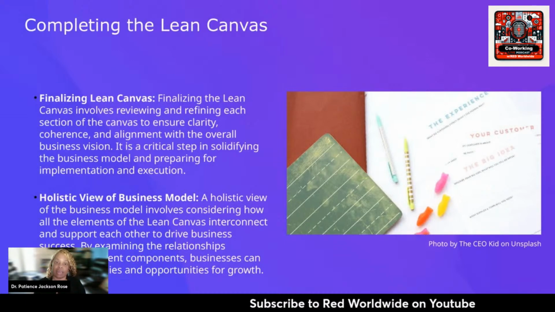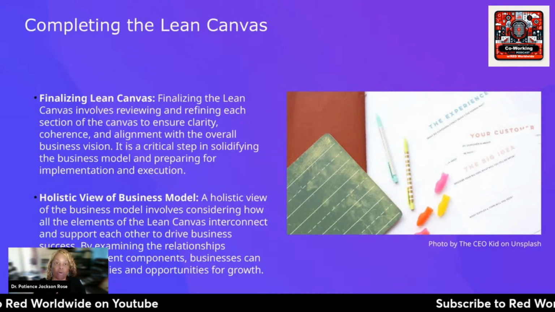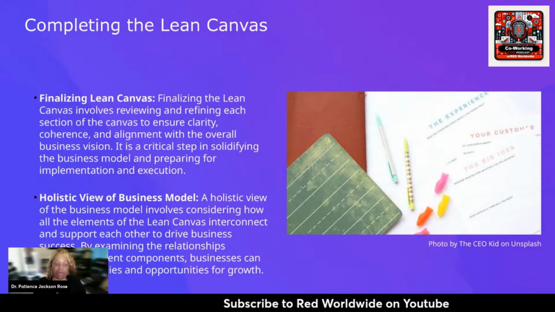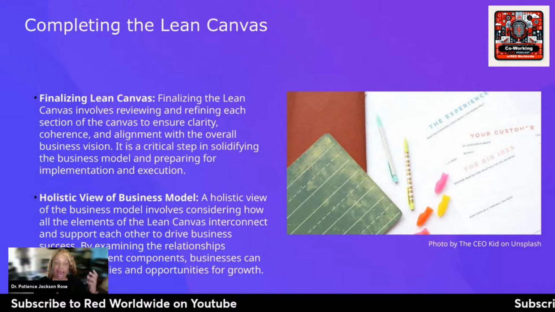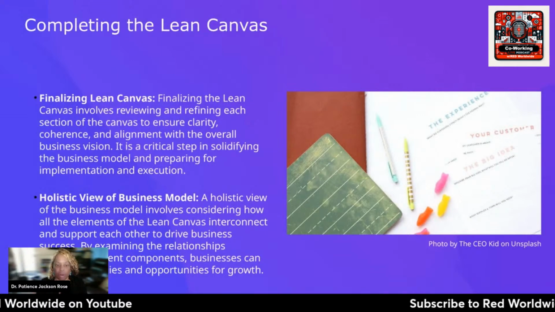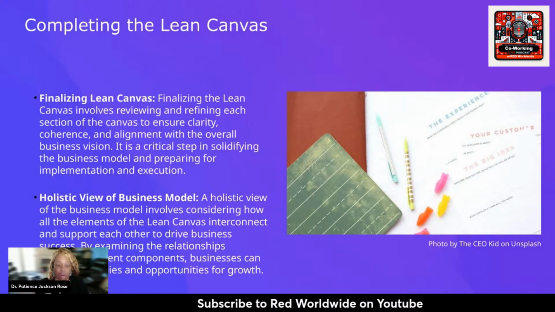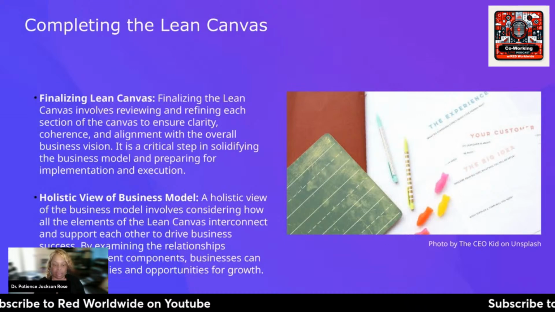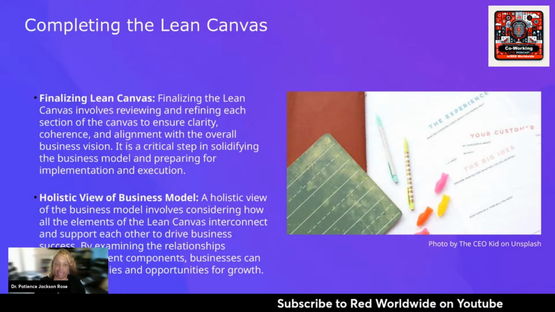You have to look at the whole canvas and sometimes back up and say, okay, what am I really doing? You need a holistic view of your business model, and having that holistic view will give you the ability to consider all the elements and how they interconnect and how they will work well together. Because when you examine the relationships between the items on the canvas, it gives you the relevant key components, and it shows you how you have opportunities for growth and success.